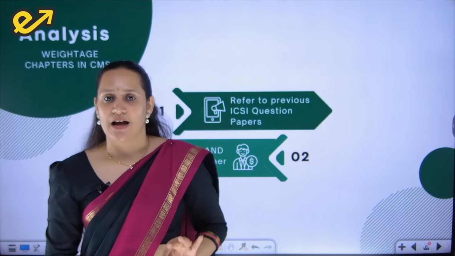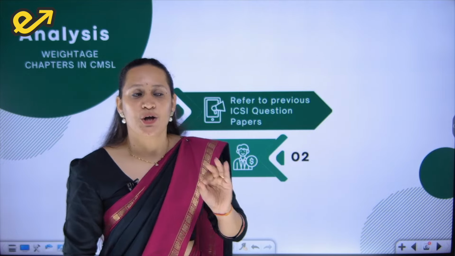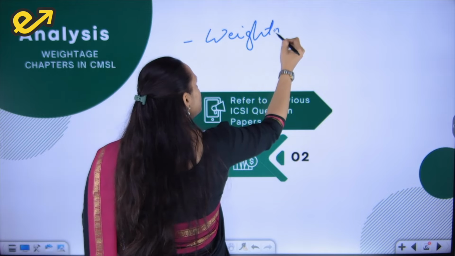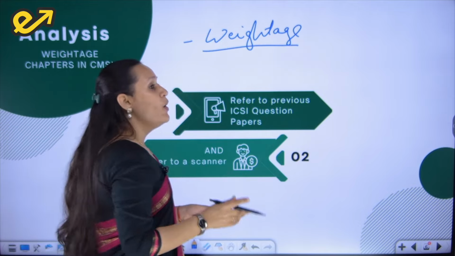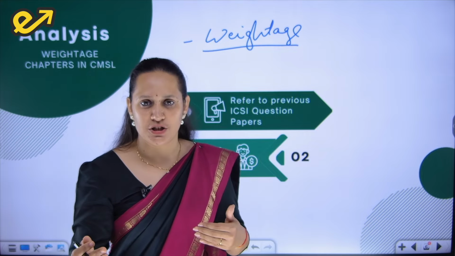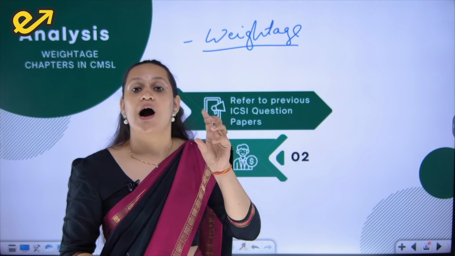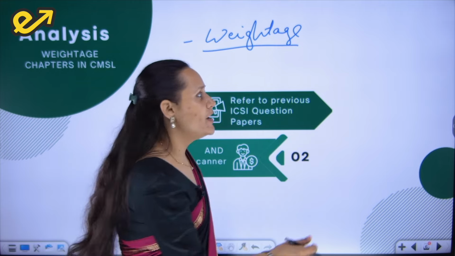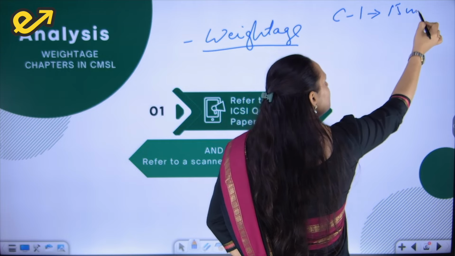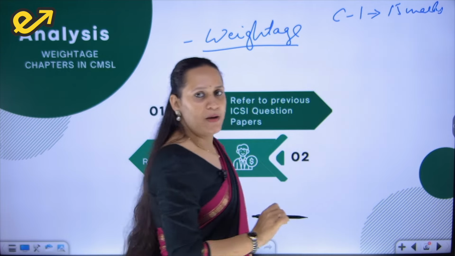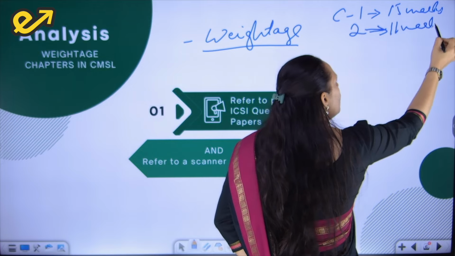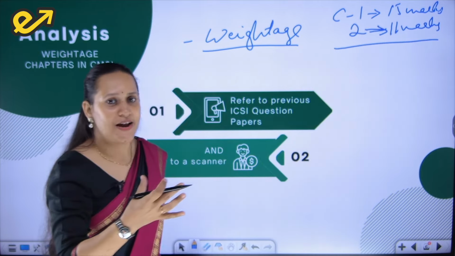First step says analysis. What are you required to do? You are required to analyze the weightage. What do we mean by weightage? Weightage means over a given duration of time on various attempts of the institute, one chapter carries how many marks? For example, chapter 1 carries approximately 15 marks on average in every paper. Chapter 2 carries approximately 11 marks over a given duration of time. So this is the weightage.